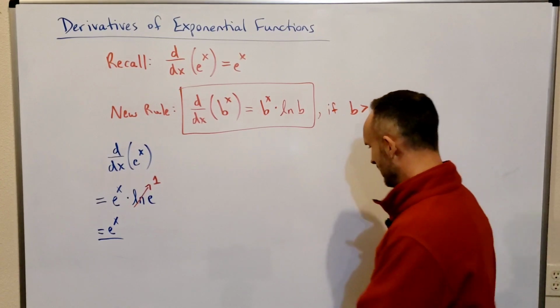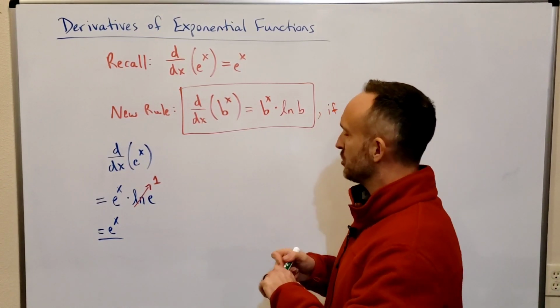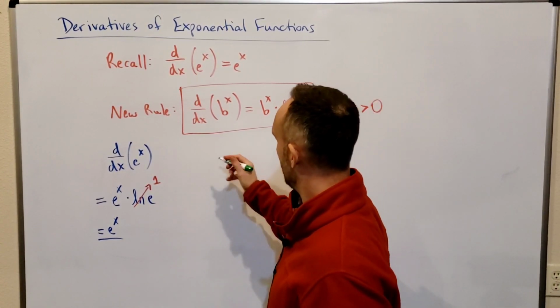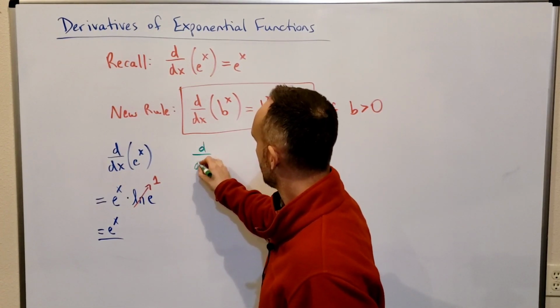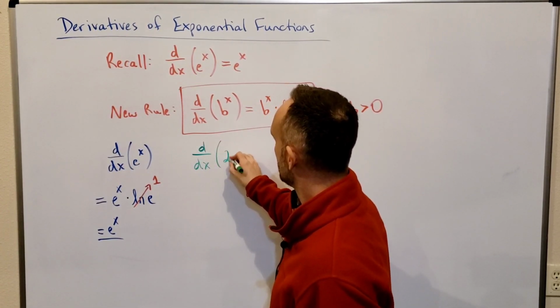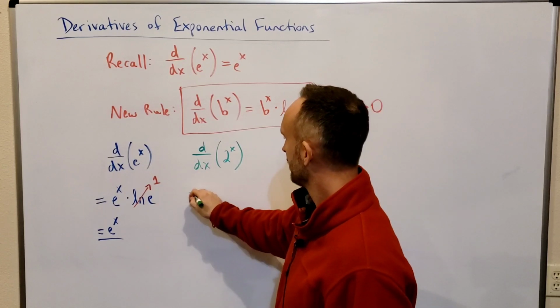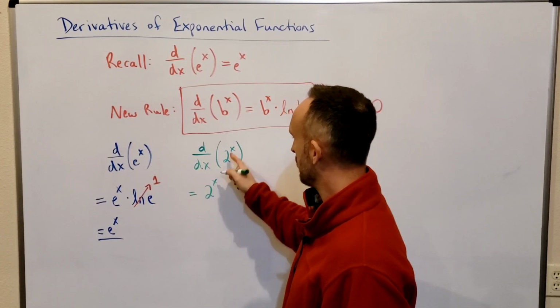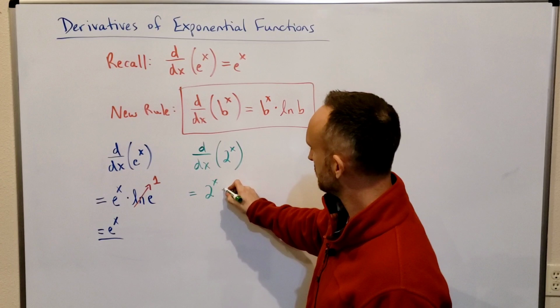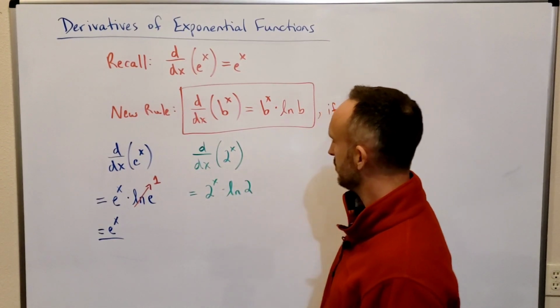But let's look at some others. How would you apply this in the case of the derivative of 2 to the x? Well, it's going to be 2 to the x. It repeats itself. But then it multiplies by the natural log of 2.